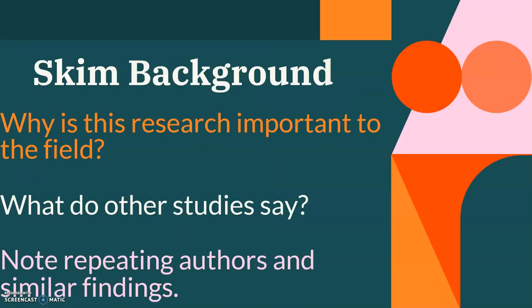Now we are going to look at the background and literature review. This may come after the introduction or it may be lumped in the introduction itself. Either way, if you see in-text citations and discussions of previous studies, you are in the background and literature review section of an article. Your job in this section is to learn about the research on this specific topic. This section should answer the questions, why is research on this specific aspect of the field important? What do other studies say?